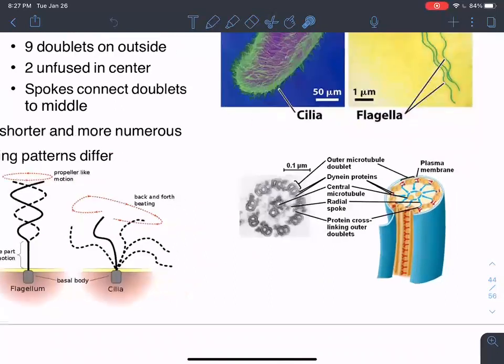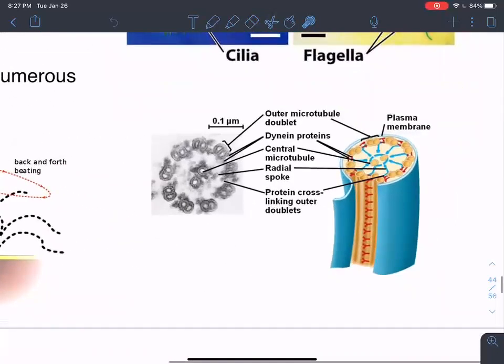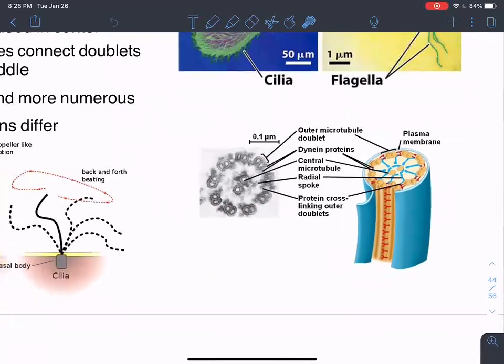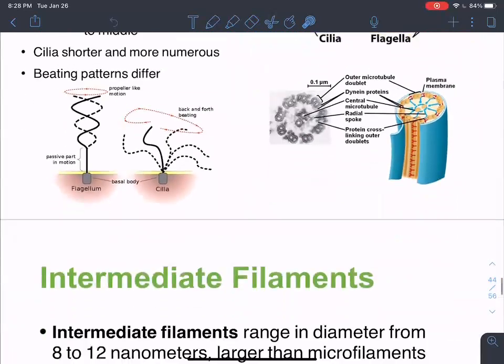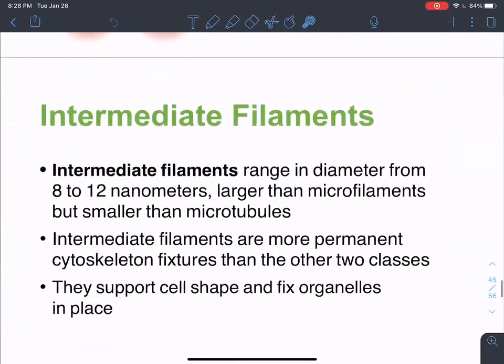But they're both made similarly. They have the same array of microtubules. You also get these dynein proteins that are going to be stringing them together and holding everything together. And then these radial spokes here are the same. So the whole construction of the cilia and flagella is similar in that they're made the same way.